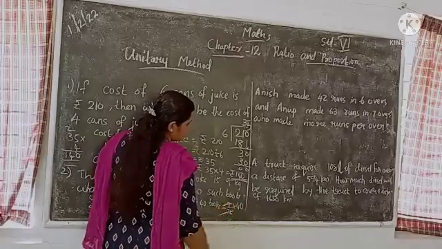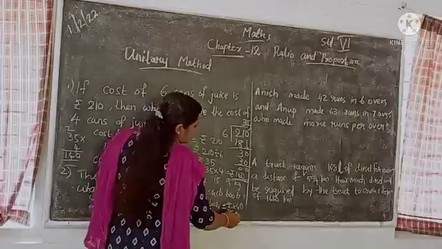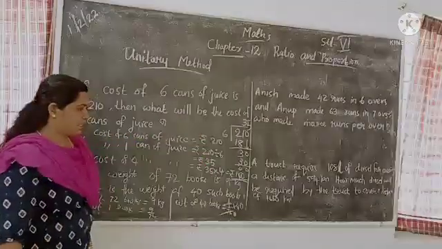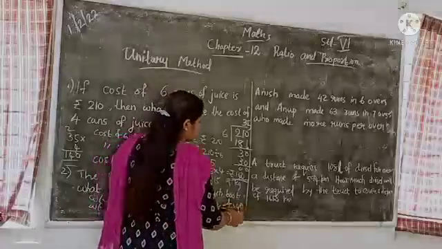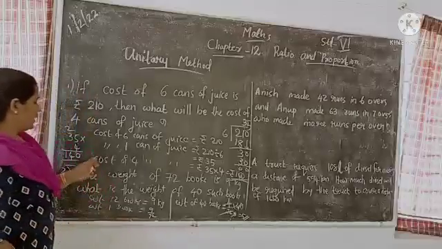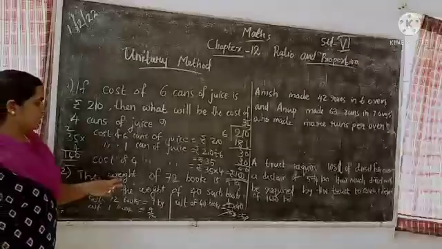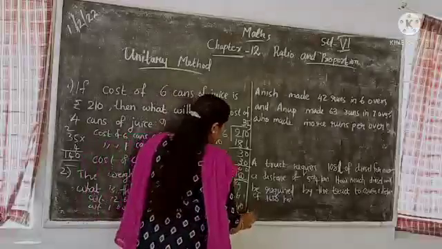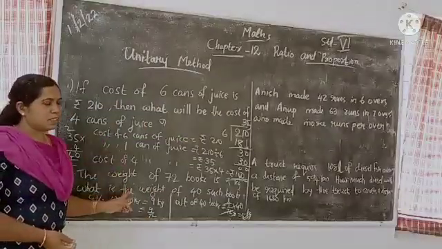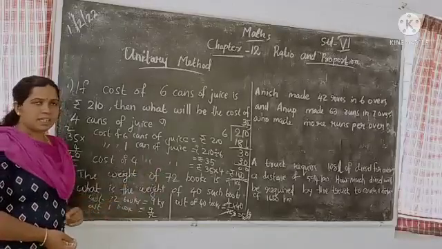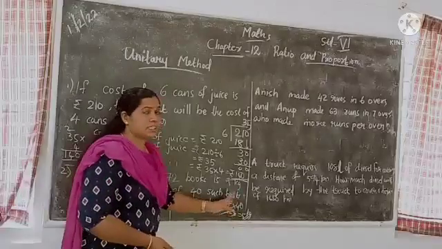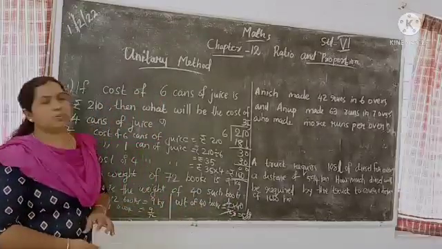9 into 8, 72. 9 into 1, 9. Then 40 by 8 is equal to 5. 5 into 8 is 40. Now we get that the weight of 40 books is 5 kilogram. First we have to find the weight of 1 book by dividing 9 by 72. Then multiply the 9 by 72 with 40. We get the weight of 40 books.